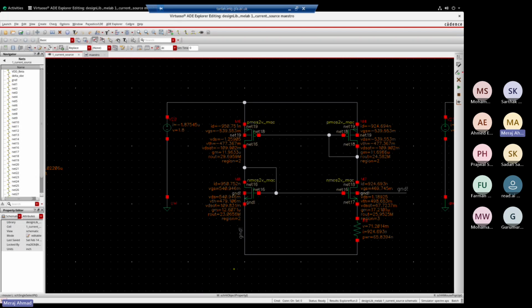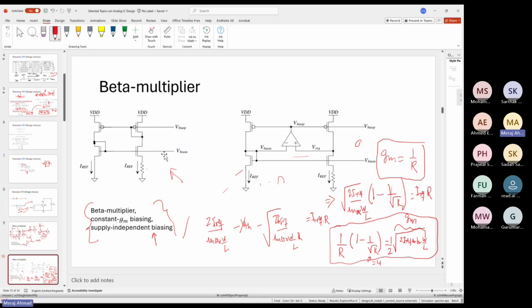Now the issue is it's not completely supply independent if you run the simulation and see all this. The reason is that VDS is different on both sides. So to make it similar, we used an OTA which just sets this value.